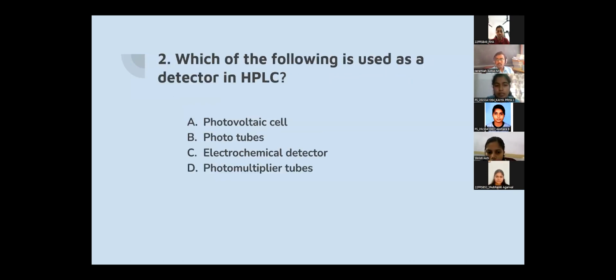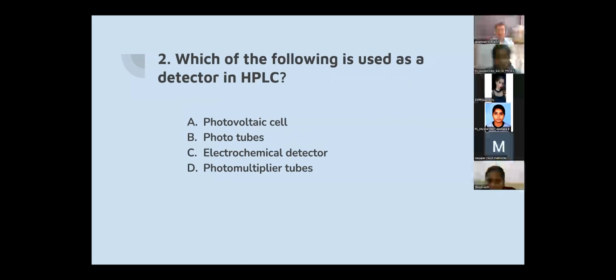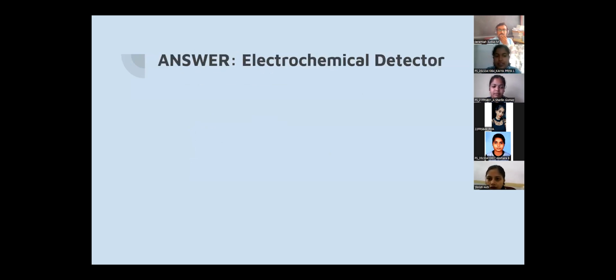Which of the following is used as a detector in HPLC? Option A, photovoltaic cell. Option B, phototubes. Option C, electrochemical detector. And option D, photomultiplier tubes. I think it's option C, electrochemical detector. Yeah, it's the right answer, electrochemical detector.